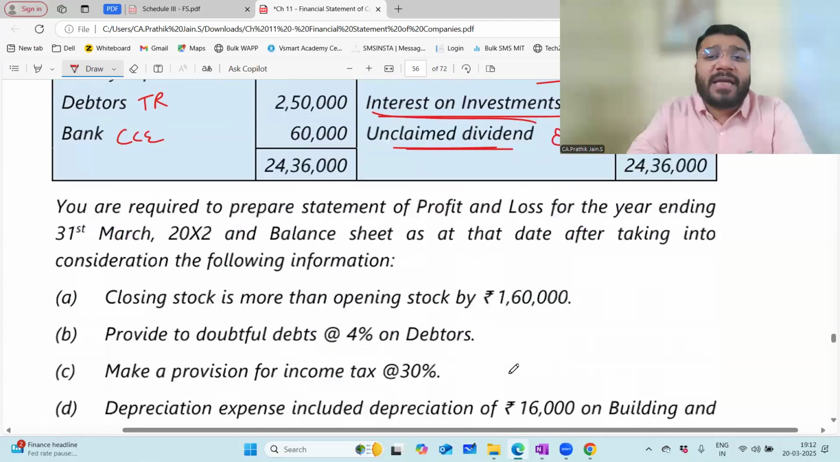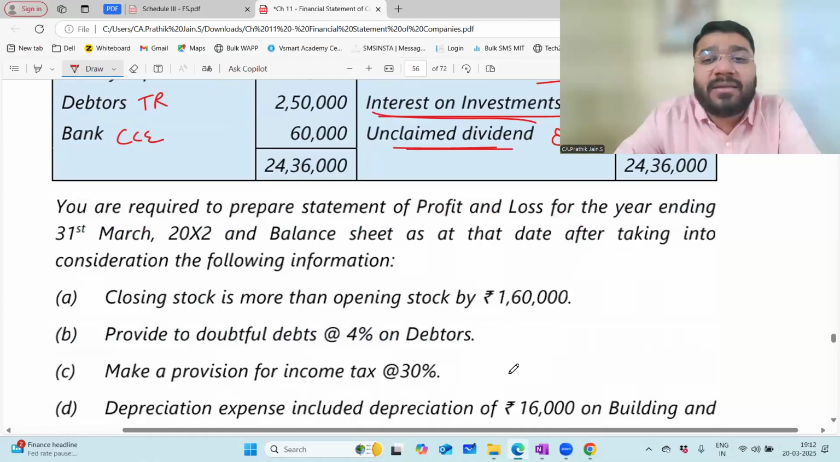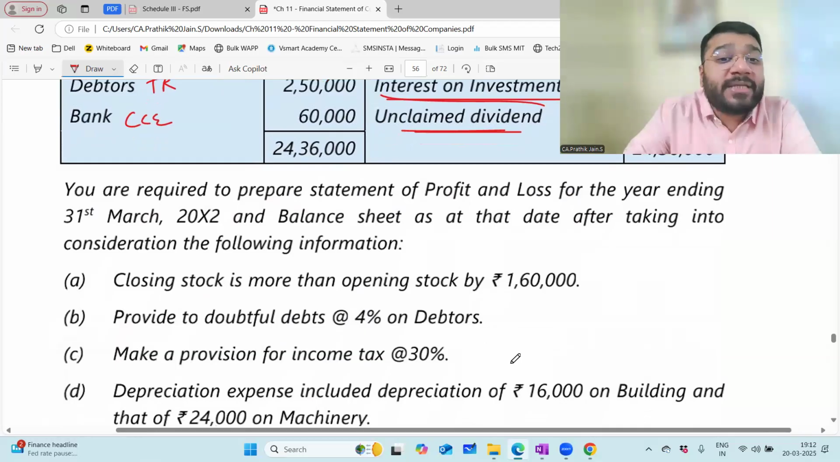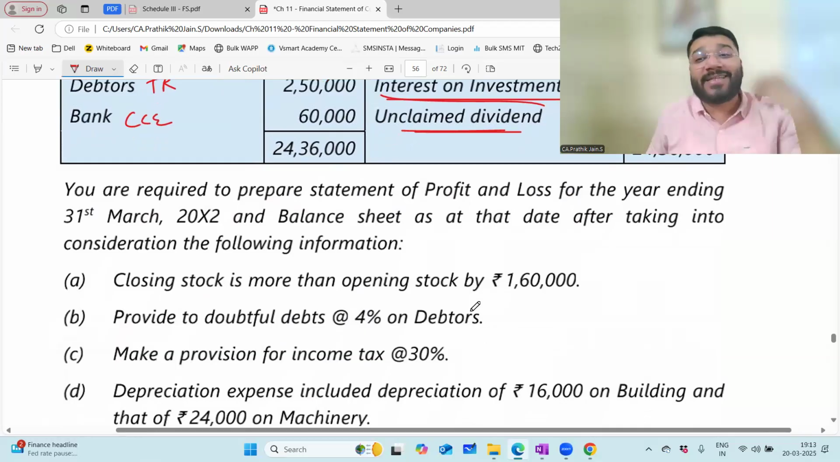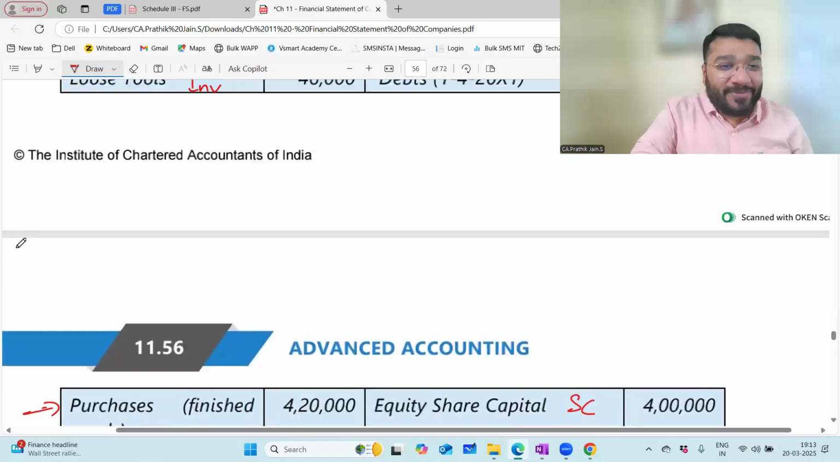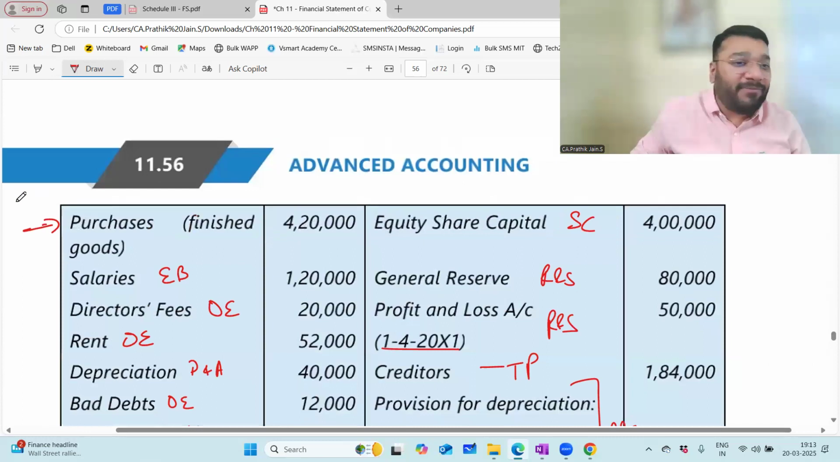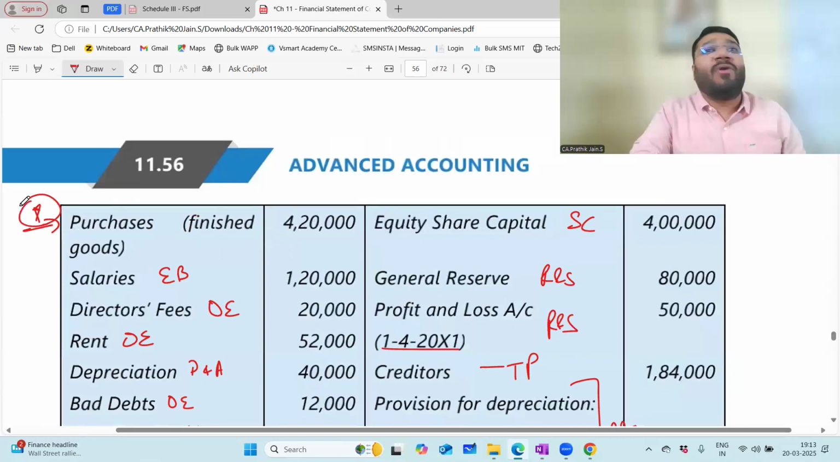You are required to prepare statement of P&L for the year ended 31st March 2002 and the balance sheet as at that date after taking into account the following information. Closing stock is more than opening stock by 160. Which means with this closing stock, with this purchases, I have to do something. What? I'll explain.